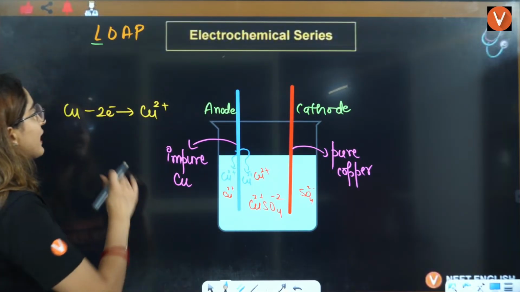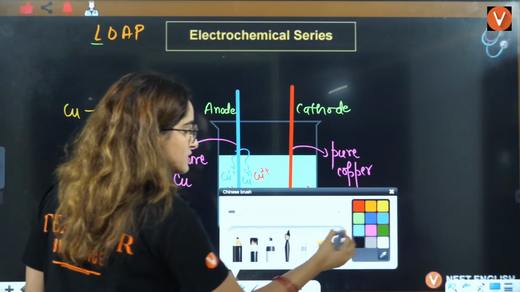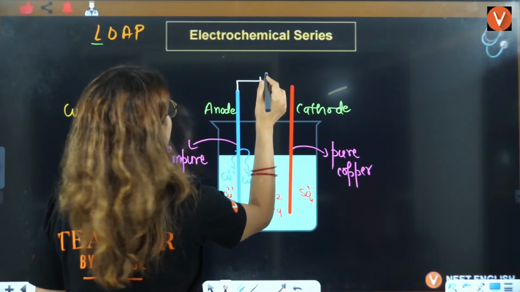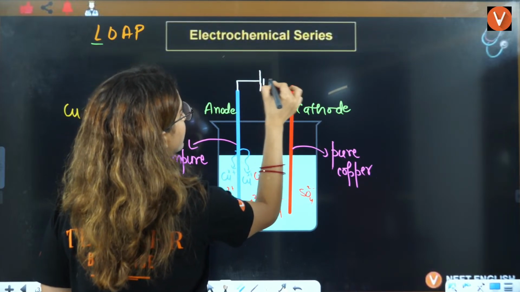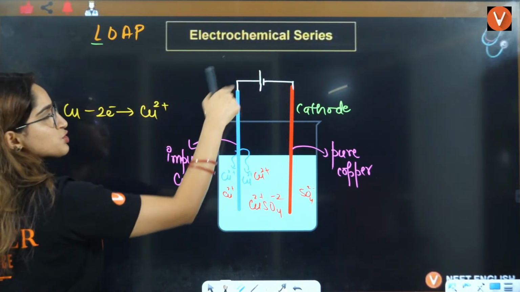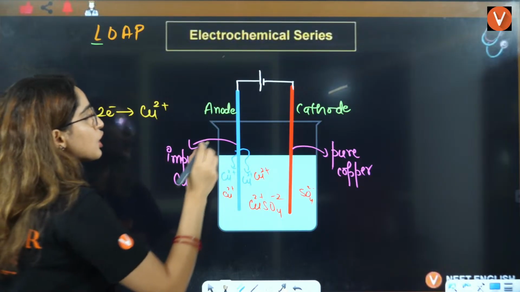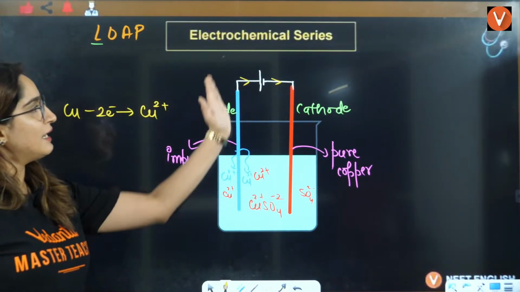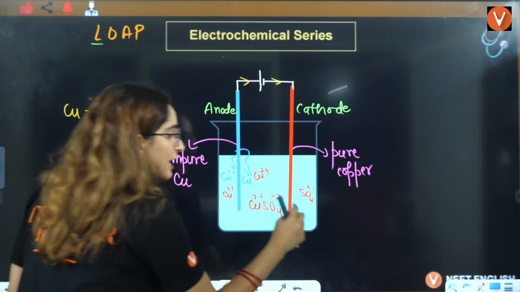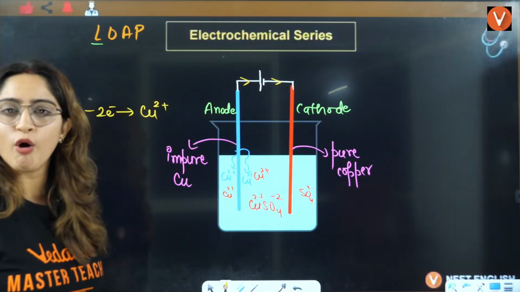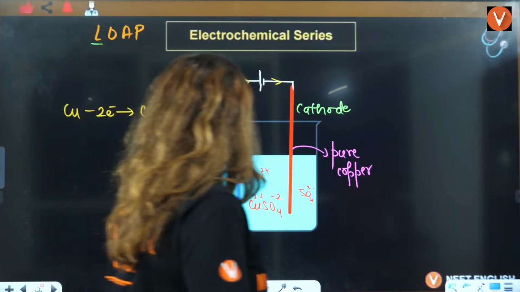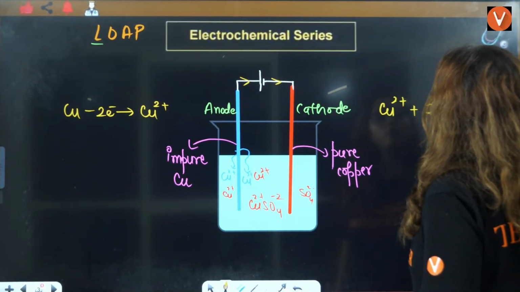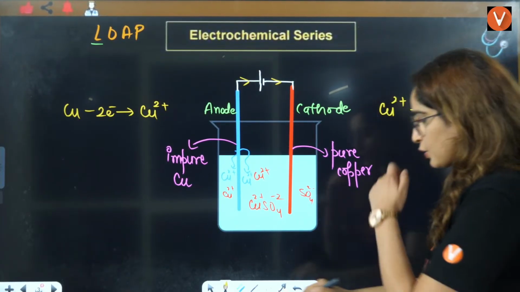And the 2 electrons that it has lost are moving through this circuit. This is connected to the positive terminal, because this is the anode, and this is connected to the negative terminal. So the electrons are moving here. And over here, you have Cu2+ ions. Now at the cathode, we know that there is gain of electrons. So Cu2+ ions are going to gain 2 electrons and get converted to copper.